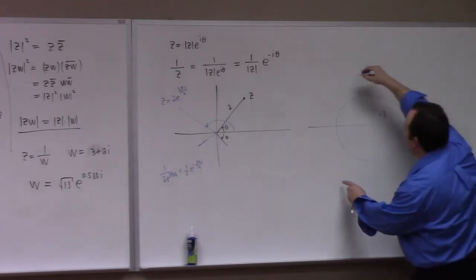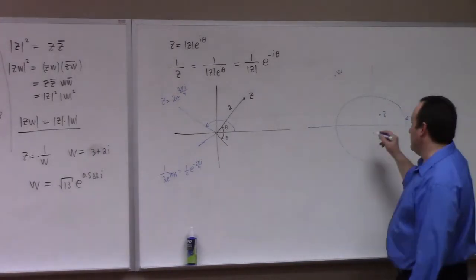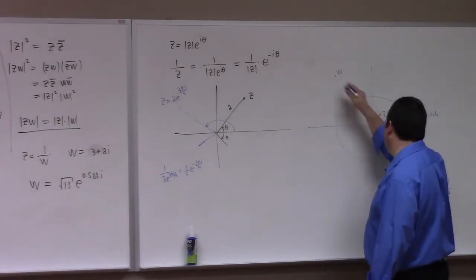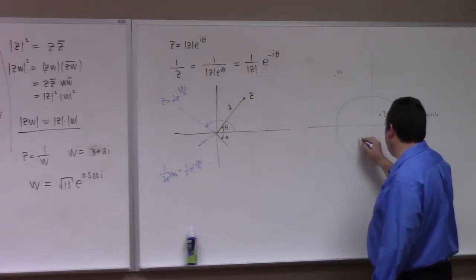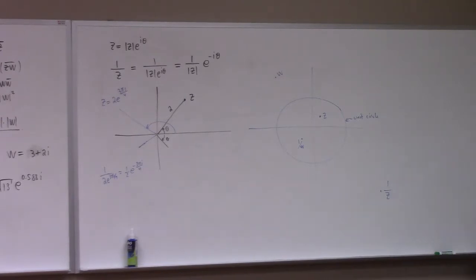If I start with w here, then 1 over w would be somewhere in here, right? These are not quite to scale, but you get the idea. And then what does reciprocation do to the unit circle? It just flips the unit circle, right?